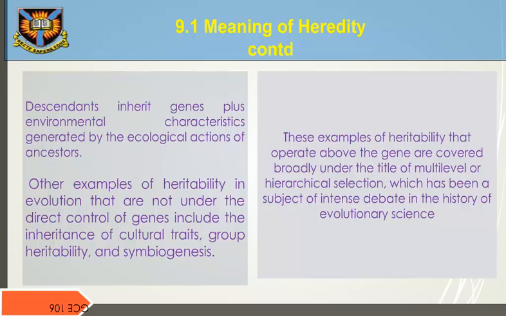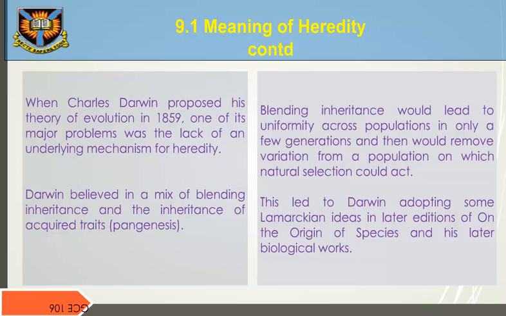Other examples of heritability in evolution that are not under the direct control of genes include inheritance of cultural traits, group heritability, and symbiogenesis. These examples of heritability that operate above the gene are covered broadly under the title of multi-level or hierarchical selection, which has been a subject of intense debate in the history of evolutionary science. When Charles Darwin proposed his theory of evolution in 1859, one of its major problems was the lack of an underlying mechanism for heredity.